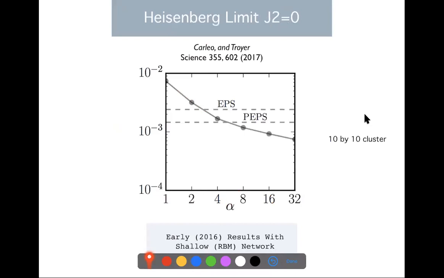So here we use an RBM that Filippo was also talking about, and alpha is essentially the width of the neural network. The larger alpha, the wider the neural network. So this is a very shallow, just one layer, neural network, but you can make it more expressive by enlarging it like this. And you see that at that time we were already able to improve some of the best variational results that people were obtaining on this model with general function ansatzes.